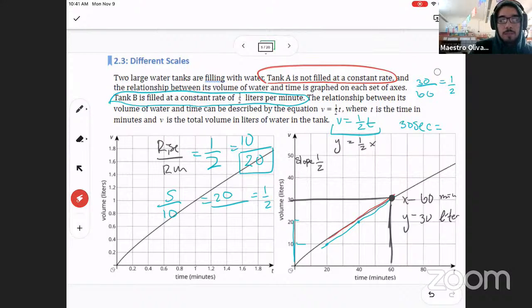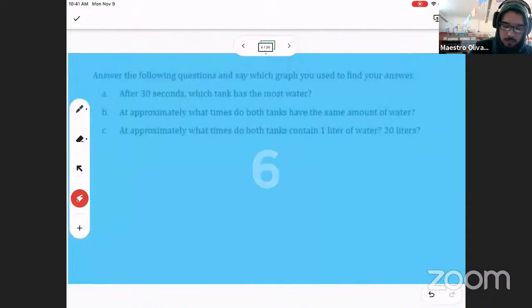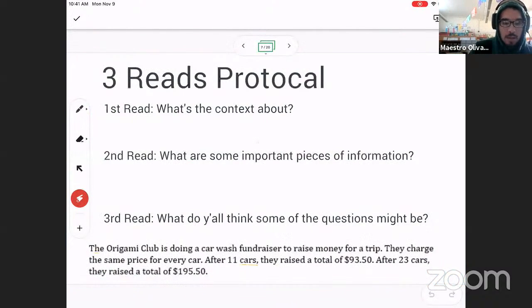Let's move forward. We're going to practice a 3 reads protocol. The 3 reads protocol allows us to read the same problem 3 times, but each time we read it, we think of the problem from a different perspective. The first time you read a problem, you're just going to read it to figure out what the problem is talking about, okay?